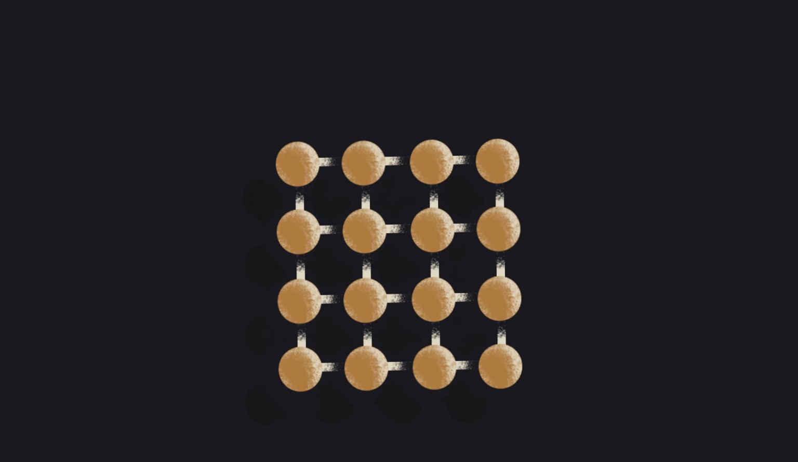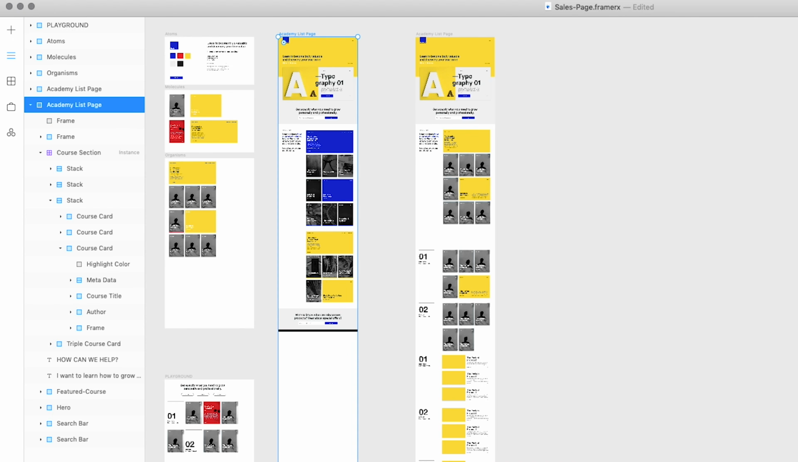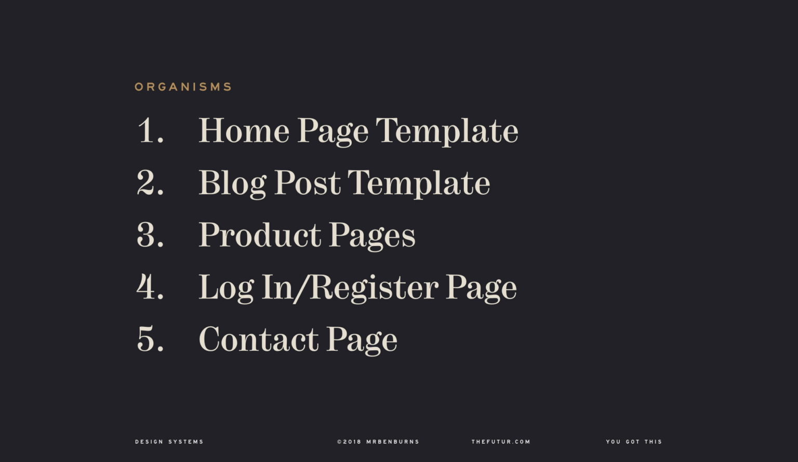And at the top of the food chain, we have templates and pages. This is pretty self-explanatory, but pages and templates give structure to multiple organisms. In the end, we typically make high-fidelity page templates that are filled with either placeholder or actual content for our clients. Common templates that we design are things like homepage templates, blog post templates, product pages, the login or register page, and the contact page.